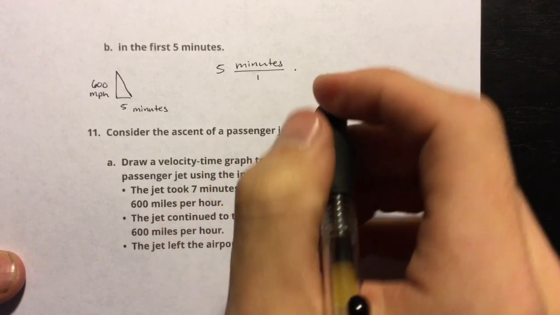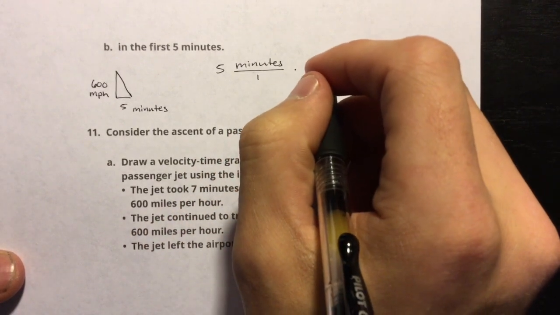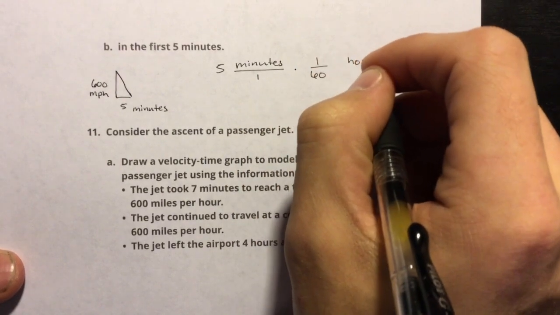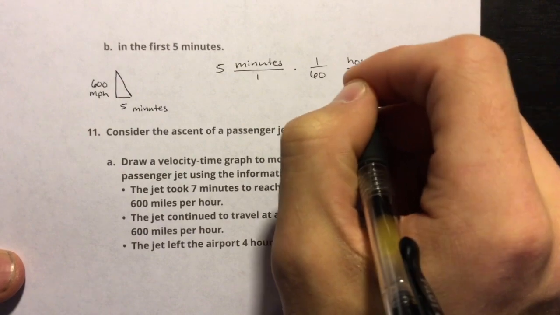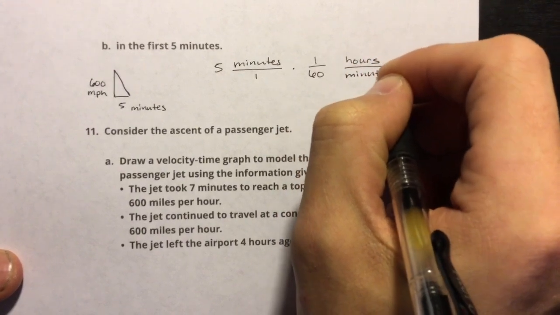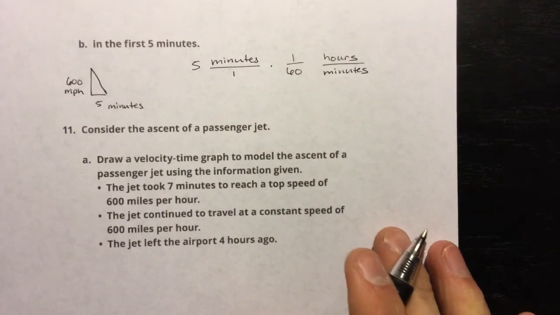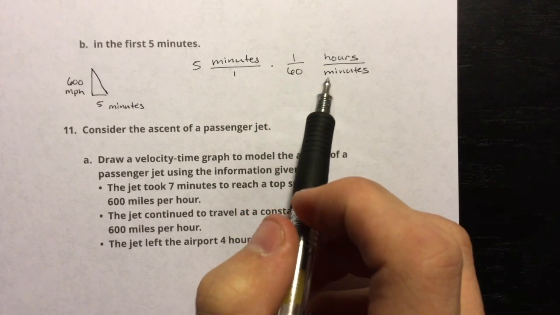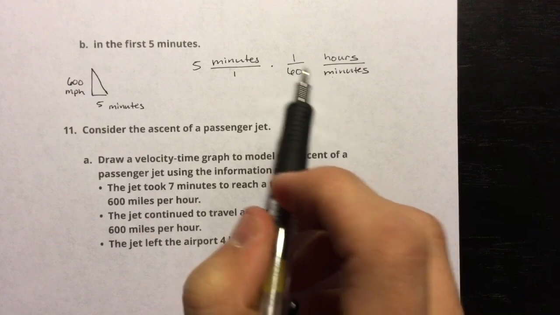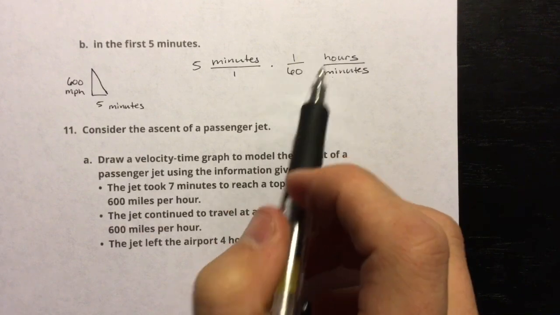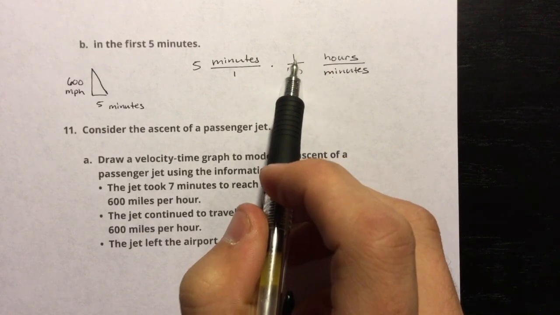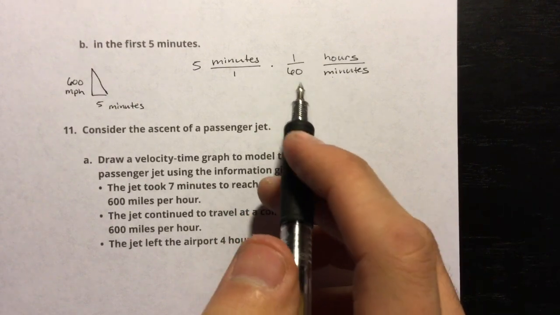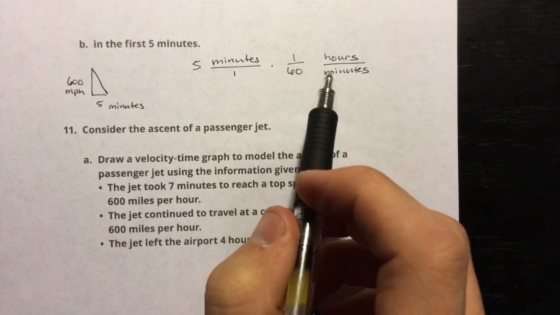And I need to go 1 over 60, and that is hours over minutes. Okay, this is a little confusing, but hang with me. I'm saying that there is 1 hour every 60 minutes, which is true, since there's 60 minutes in an hour, so I've just flipped it. Now I have 1 hour and 60 minutes, which is still true, right? You can say it either way. I just basically did the reciprocal of that.